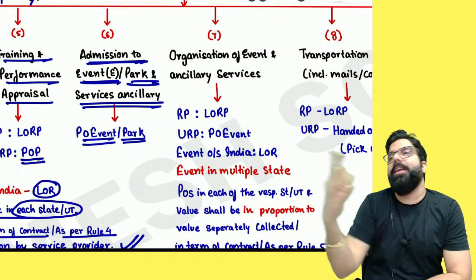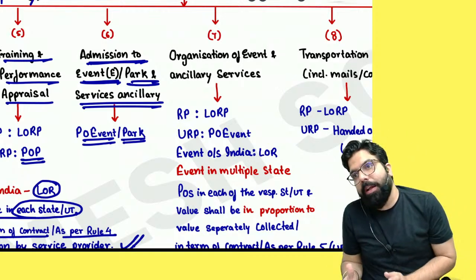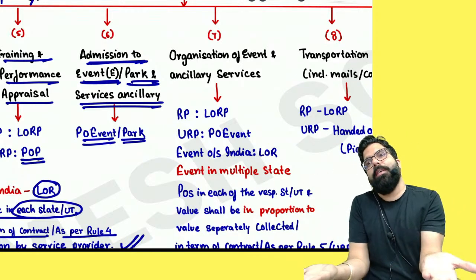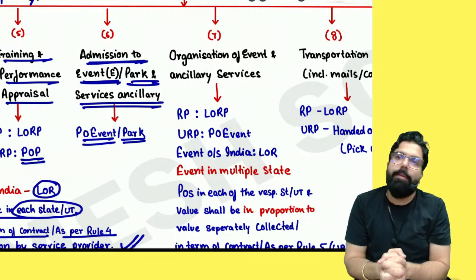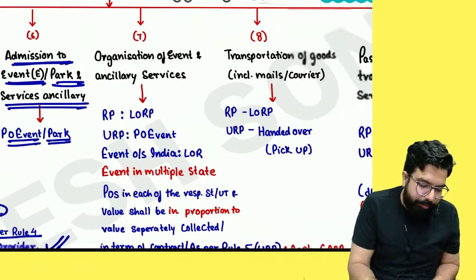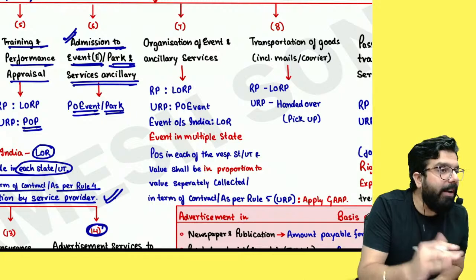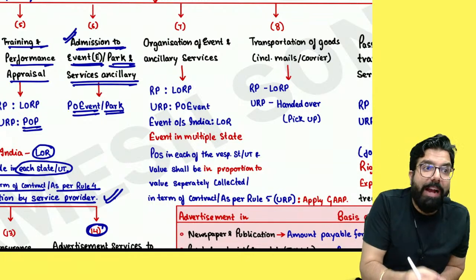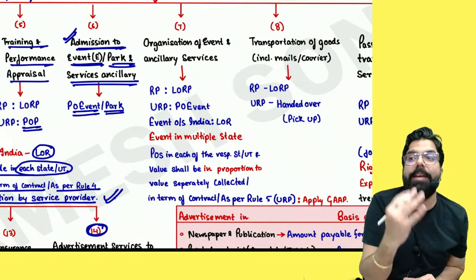Now when they are selling the ticket, supply is from Karnataka, park is in Karnataka. What will he charge? CGST and SGST. Are we all clear till here? Next. This was selling of entry ticket. This was about admission to an event, meaning selling of entry ticket.